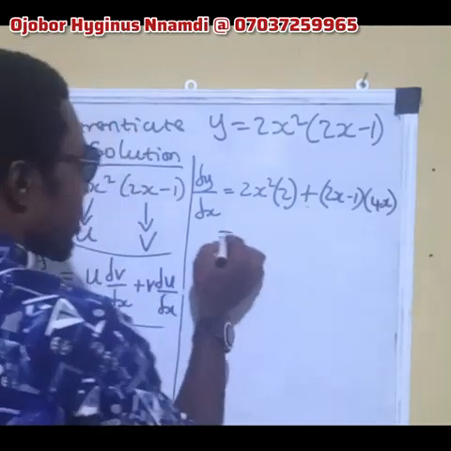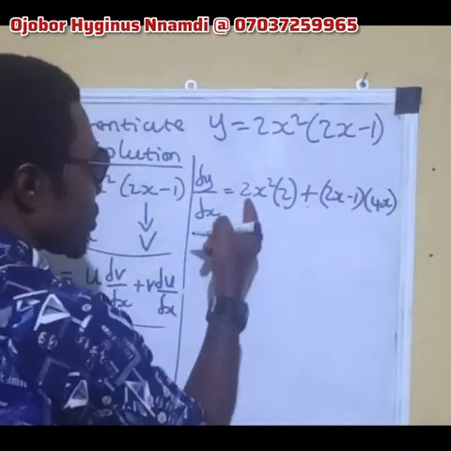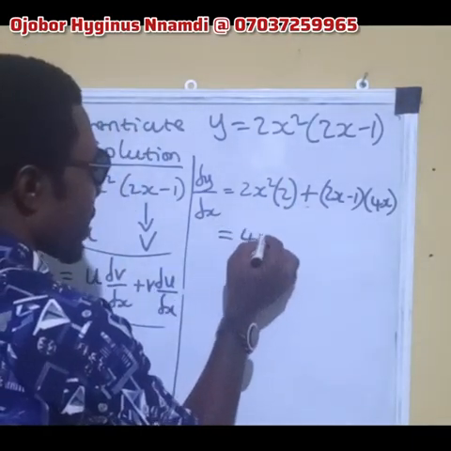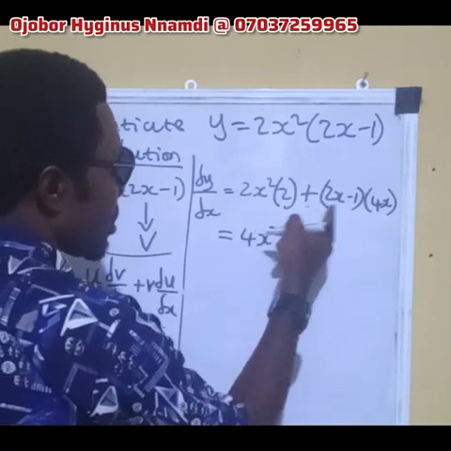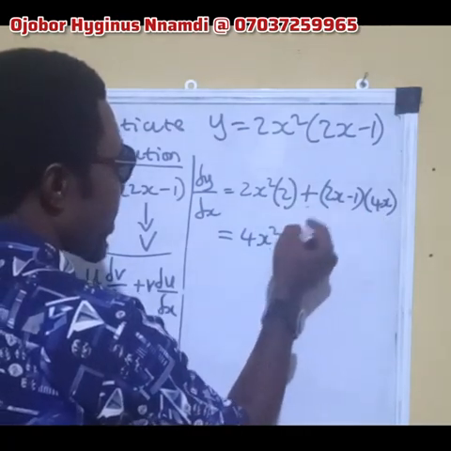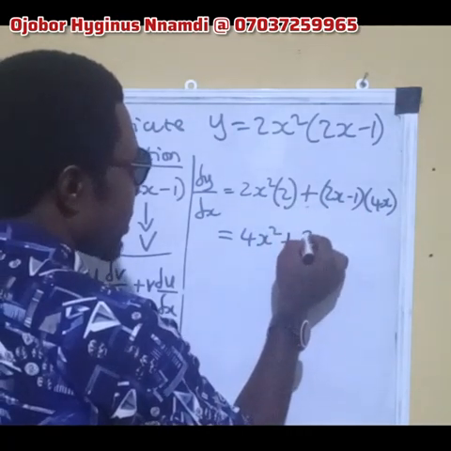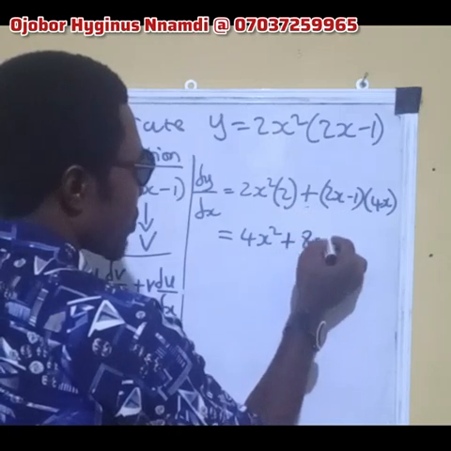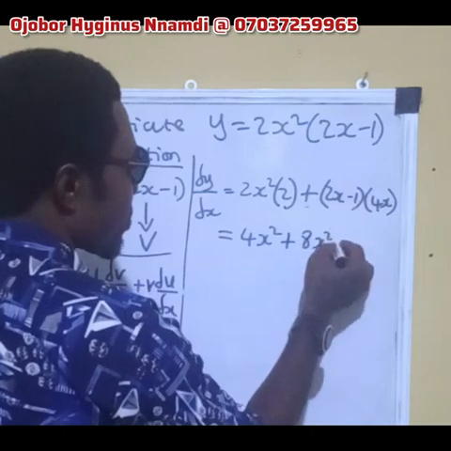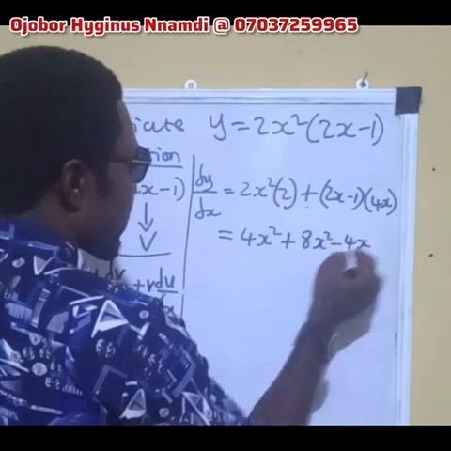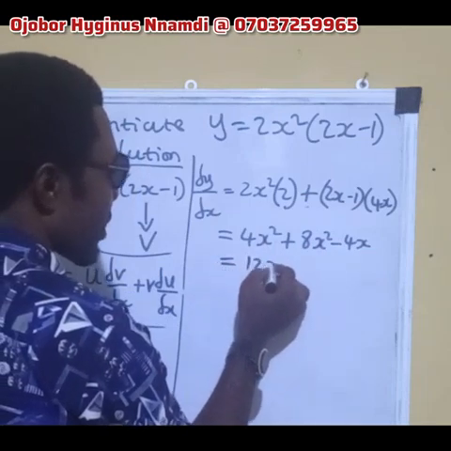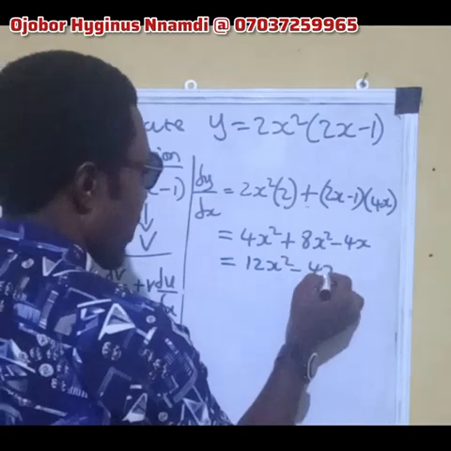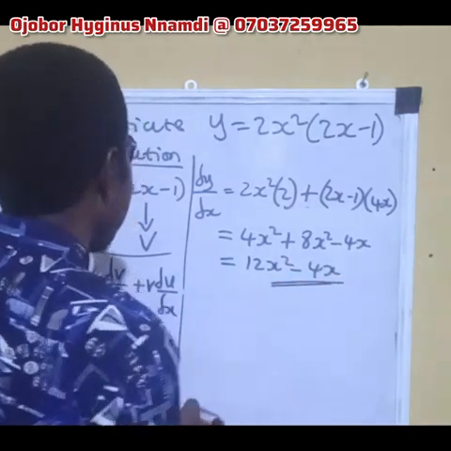So this is it. Then we can now expand 2x squared times 2, we have 4x squared. Then 4x times 2x will give us 8x squared. 4x times minus 1 will give us minus 4x. And of course, 8x squared plus 4x squared is 12x squared minus 4x. So this is the solution to this question.